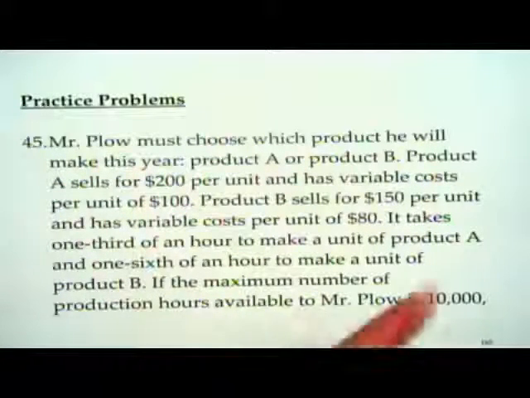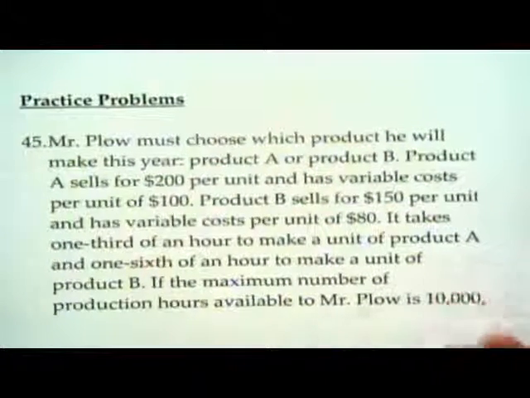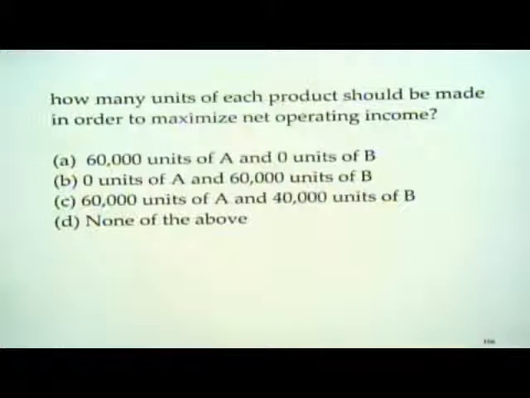Contribution margin. Now, it goes on to say it takes 1/3 of an hour to make a unit of product A, 1/6 of an hour to make a unit of product B, and the maximum number of production hours available is 10,000. So, given that information, how many units of each product should be made in order to maximize net operating income? All right? Well, let's take a look.